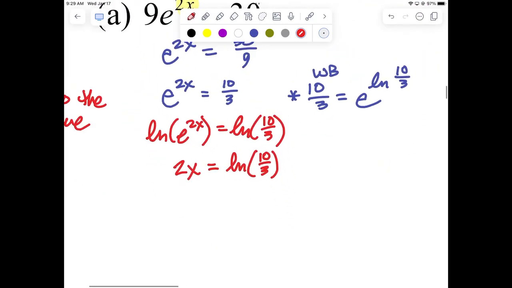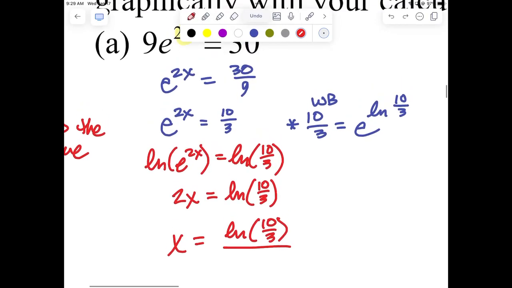Now I'm almost there. How do I solve for x if I'm multiplying it by 2? How do I undo multiplying by 2? Divide by 2. So if I divide both sides by 2, I get the natural log of 10 thirds all over 2. Did I solve for x? Yeah. I sure did.